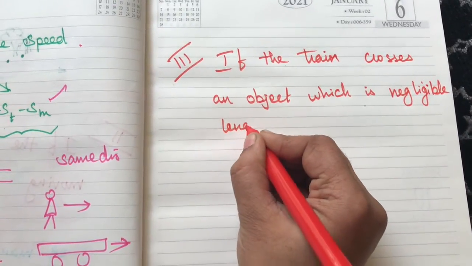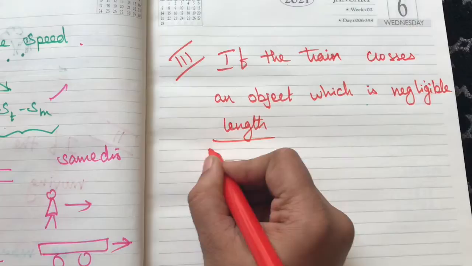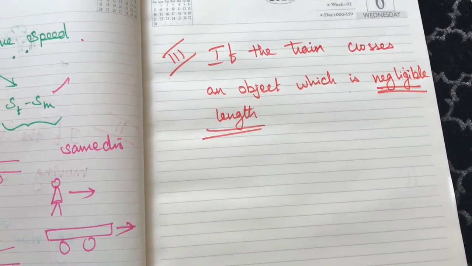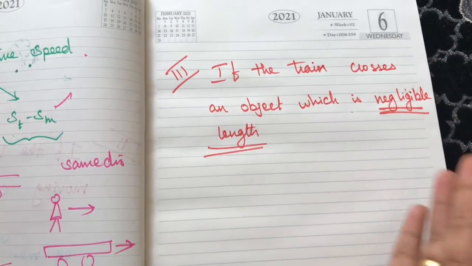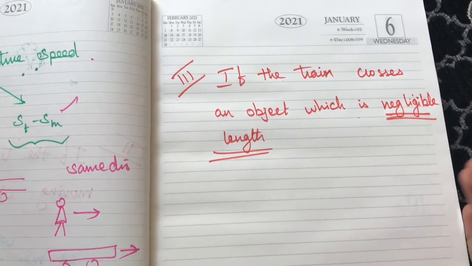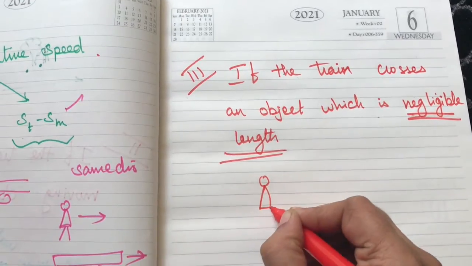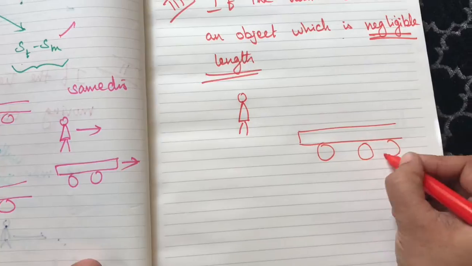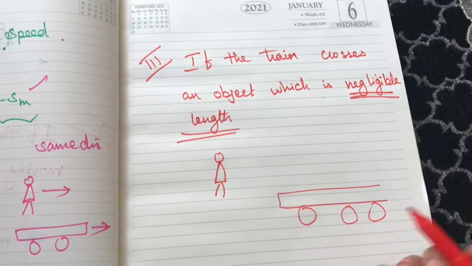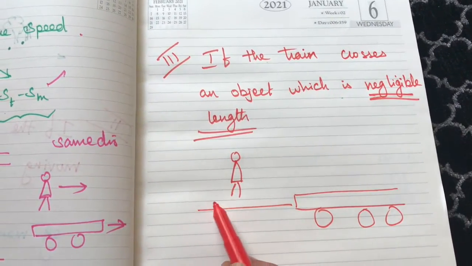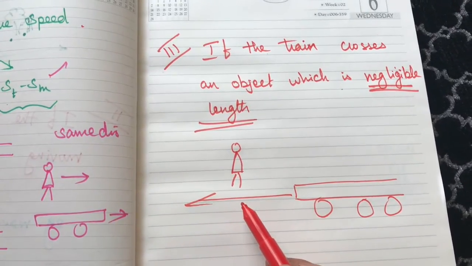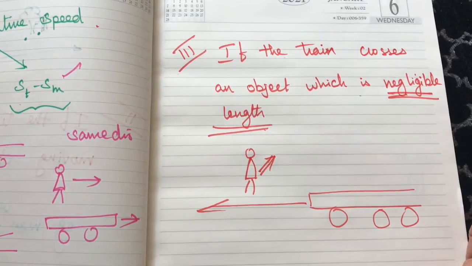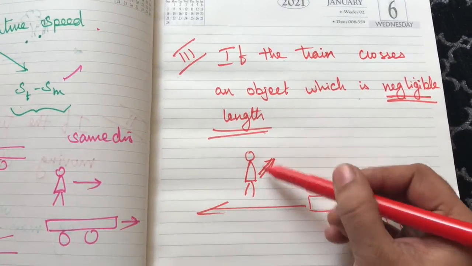Negligible length, okay. So this is the main thing. Negligible length means we can't compare that length with the train, like a man and a train. In this case you can easily say that the train crosses the man, right? So this man has negligible length. We can't compare this length to the train.